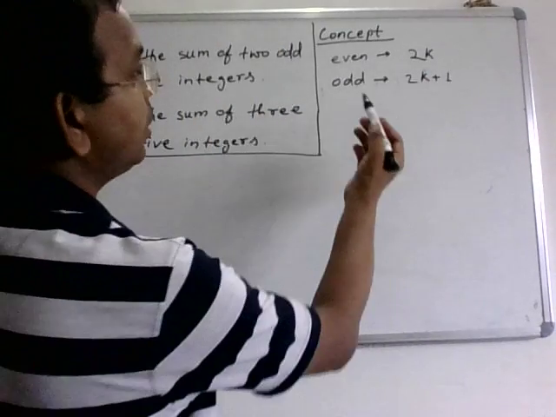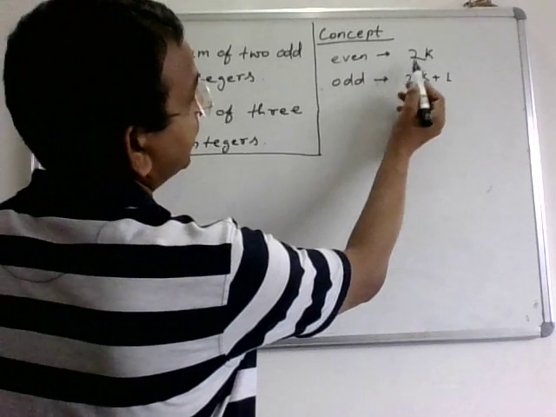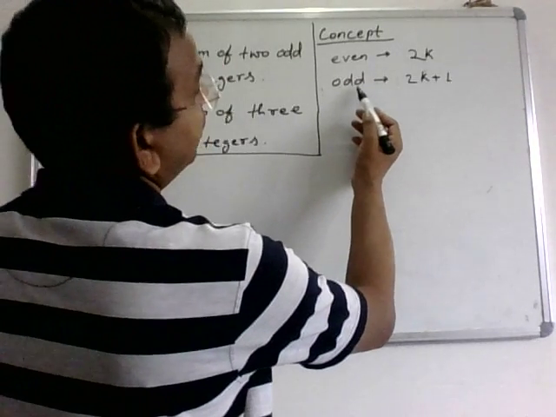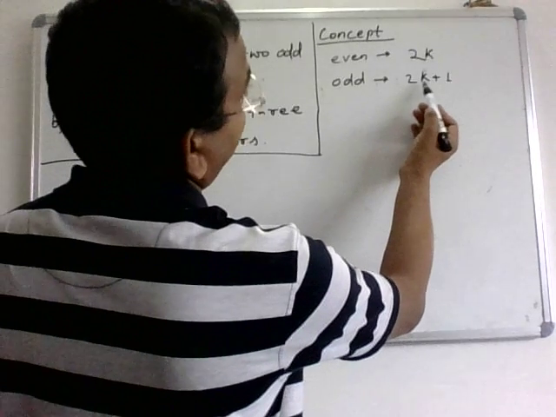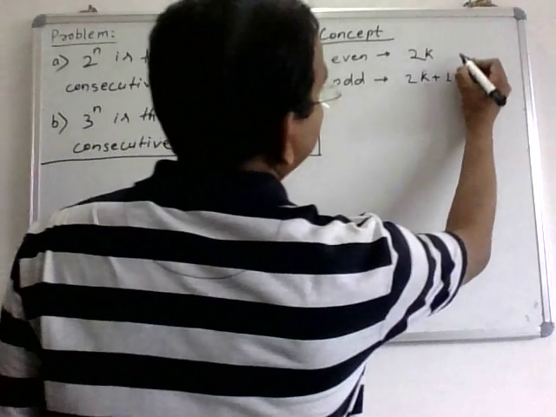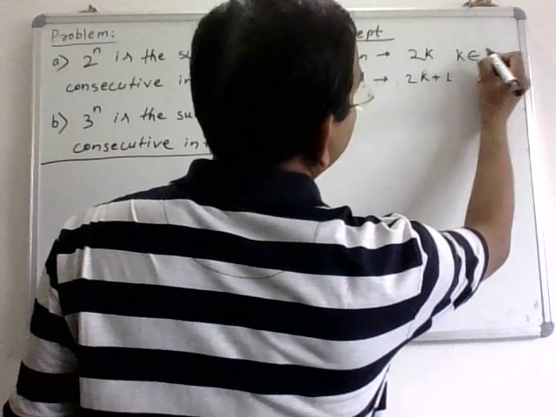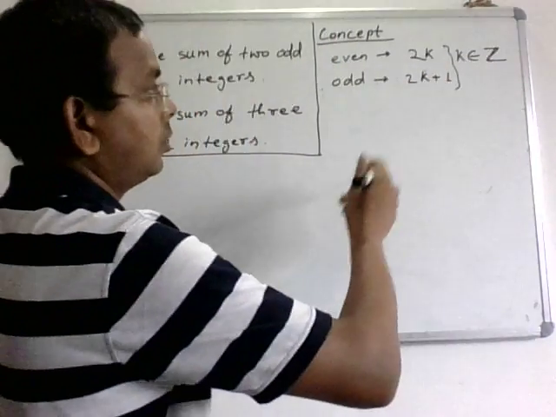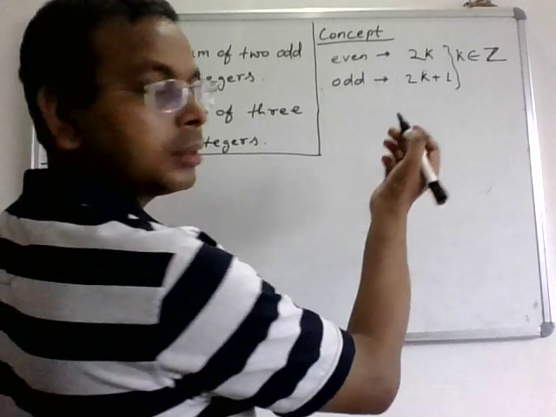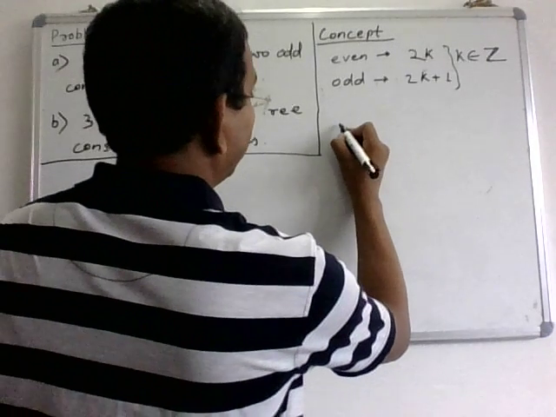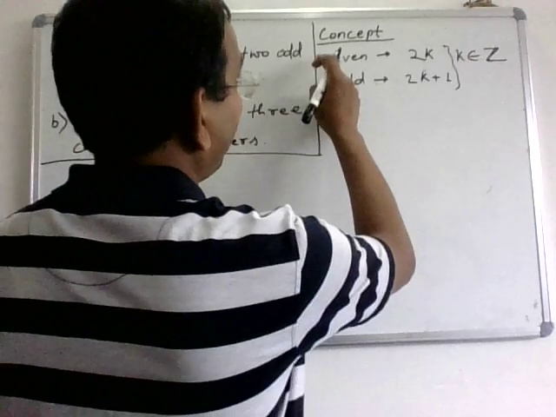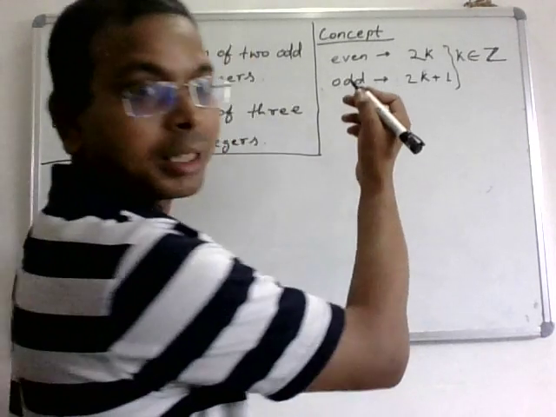The concept is very simple. An even number is always represented as 2k, and an odd number can always be represented in the form 2k plus 1, where k belongs to the integers, in both cases. And one more thing is the operation of plus, minus and multiplication on even and odd numbers. So this table you need to remember always.